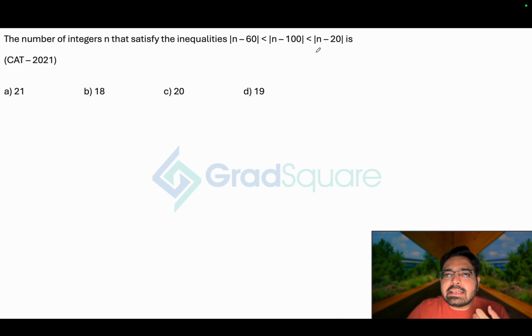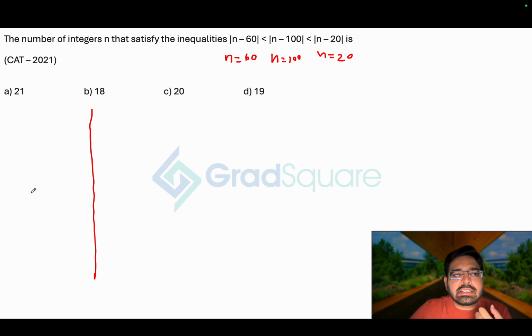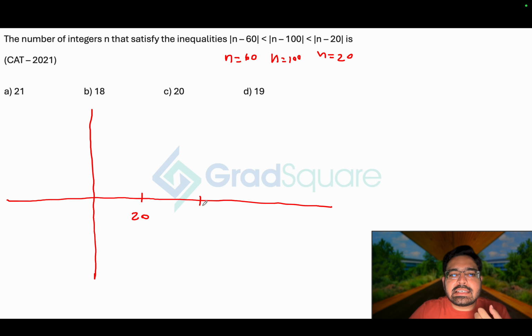Now let's see. First, let's look at the critical points on my graph. N equals 20 will be a critical point. N equals 100 will be a critical point, and n equals 60 will be another critical point. So all on the positive side. So let me draw this graph over here and check all of the 3 points. So 20 is over here, 60 is over here, and 100 is over here.